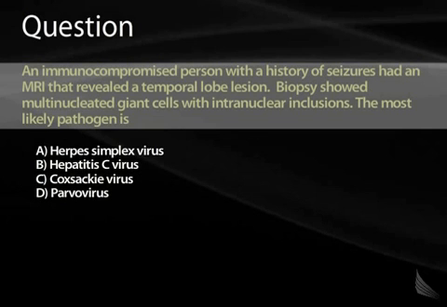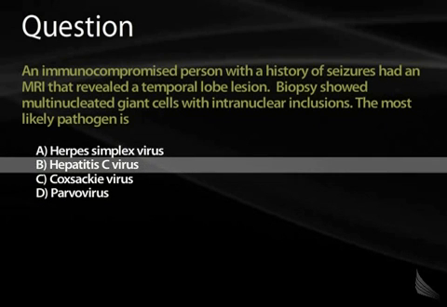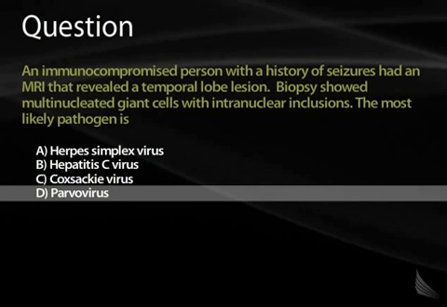Even if we didn't know that it likes the temporal lobes, we could see that it showed multinucleated giant cells with intranuclear inclusions. So we know we have a herpes simplex virus situation going on, and that's what answer A is. Hepatitis is unlikely to cause a brain infection. Coxsackie virus probably could, and parvovirus could, but neither of those are going to show the multinucleated giant cells with intranuclear inclusions.